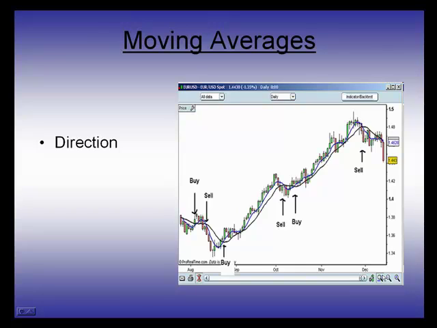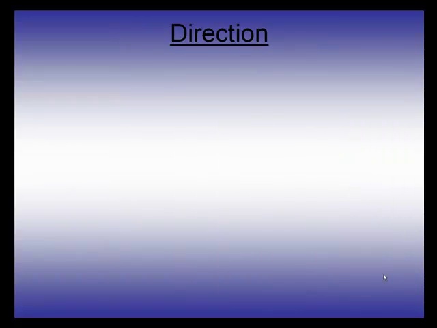Well, there are 3 things that we're going to look at. First of all is the direction of the moving average, then the location of the price on the chart in relationship to the moving averages, and finally the crossover of using multiple moving averages. So first we have the direction.